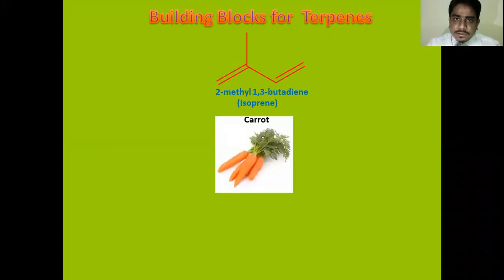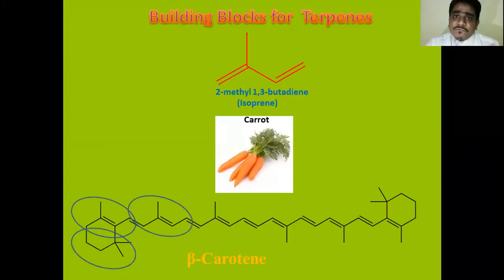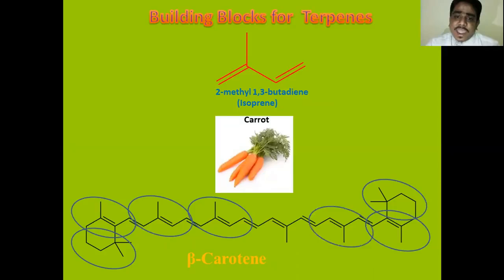For example, we know carrot, and carrot contains the coloring matter beta carotene. This isoprene unit contains 5 carbon atoms, and it is very important to look at the hidden isoprene units in beta carotene. This is the first unit, second, third, fourth, fifth, sixth, seventh, and eighth. So beta carotene contains 8 units of isoprene. Each isoprene unit contains 5 carbon atoms, so accordingly, beta carotene contains 40 carbon atoms.